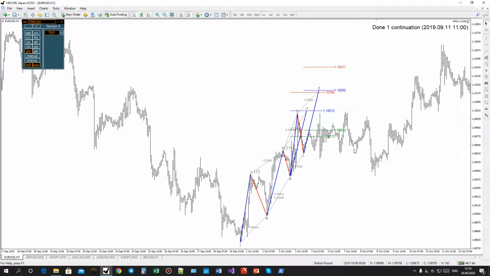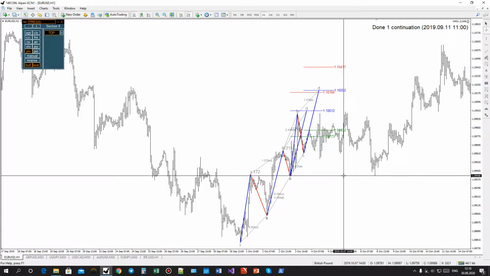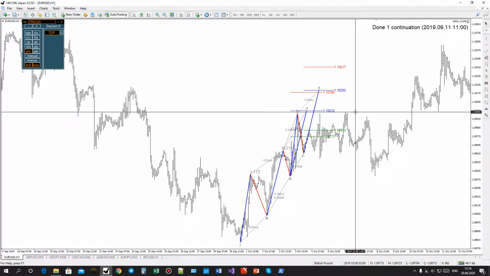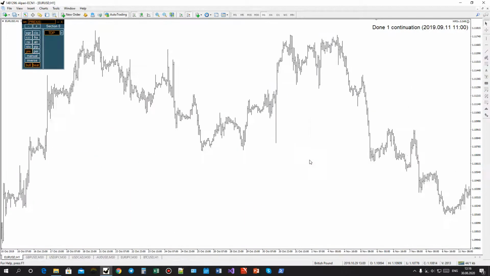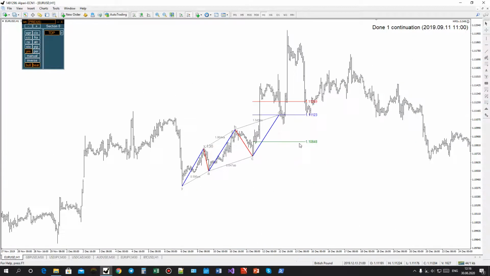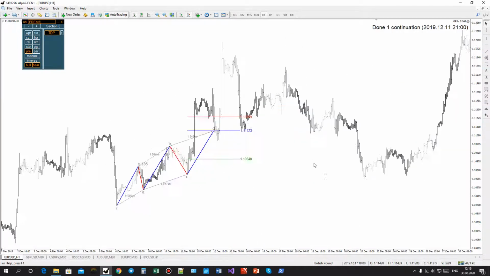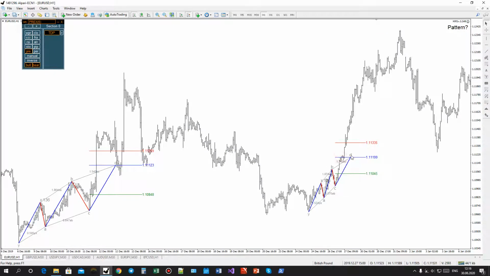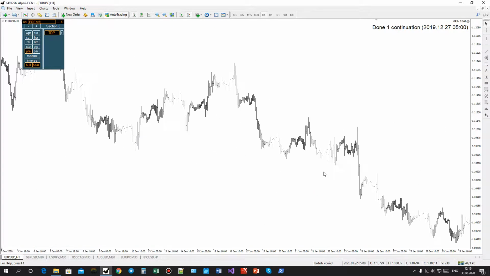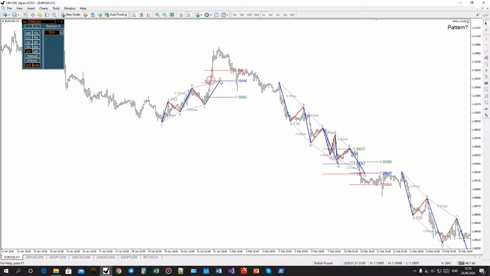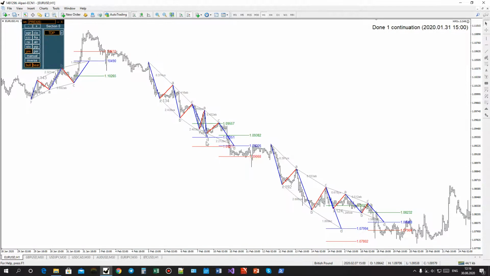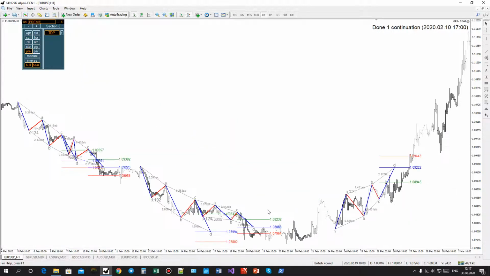Okay, both invalidated. This one is a loss, this one is a loss, this one is a loss, and this one is a loss, and this one is a loss, and one more loss. So you guys see how it goes, yes?